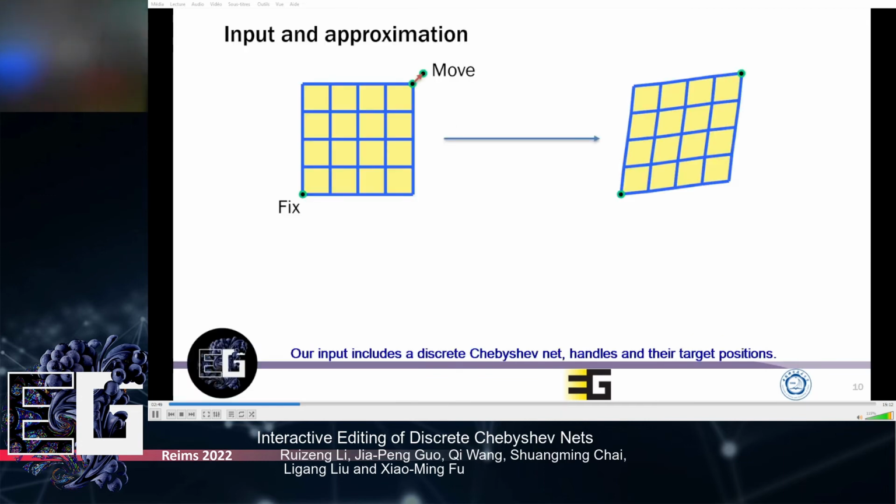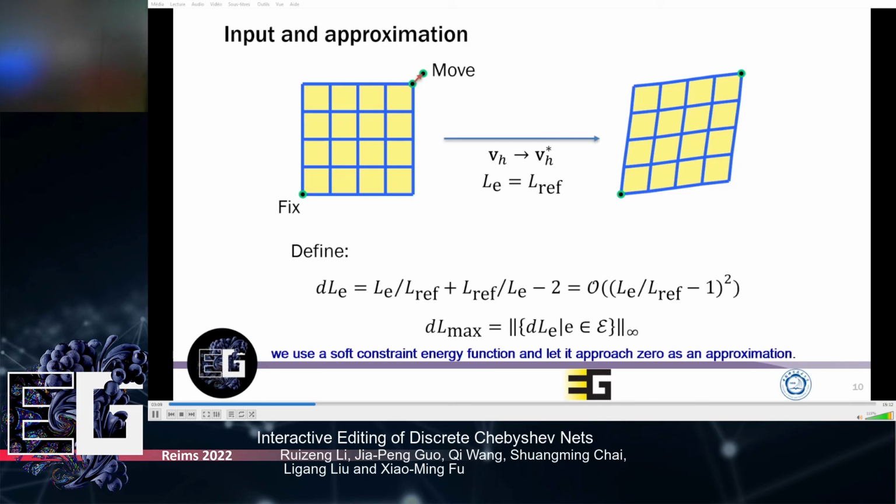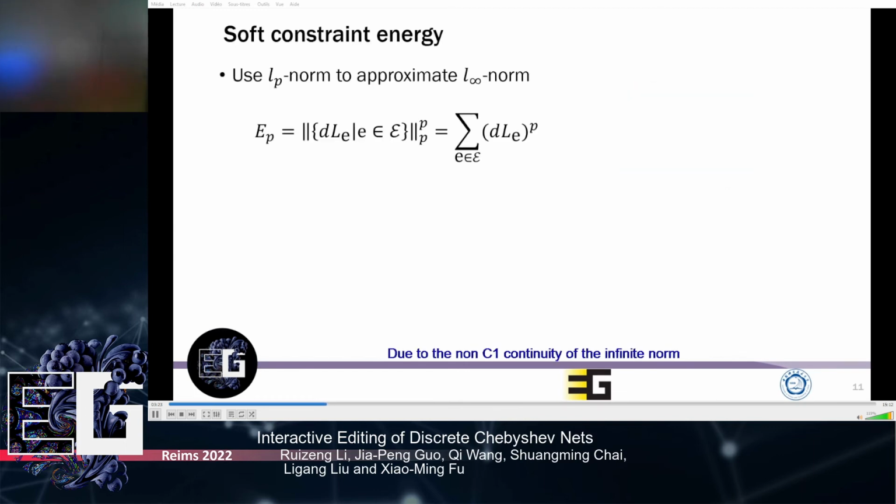Next, I will introduce our method in detail. Our input includes a discrete Chebyshev net, handles, and their target positions. We hope that after deformation, each handle reaches its target position, and the edge length remains unchanged. Since the second requirement is strict and too hard to meet, we use a soft constraint energy function and let it approach zero as an approximation. We use the infinite norm to define a constraint energy function, which can describe the maximum edge length deviation.